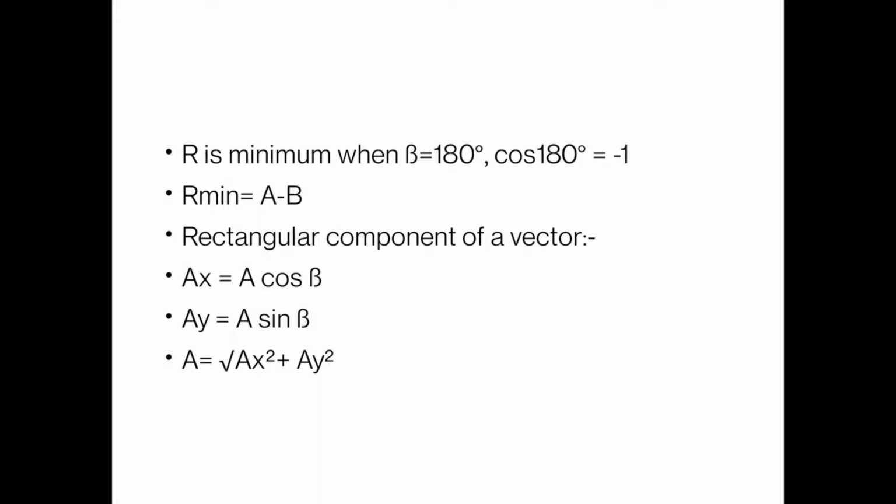Rectangular component of a vector. The component along the x-axis is equal to A cos beta, and the component along the y-axis is A sin beta. The magnitude of the rectangular components: A is equal to the square root of the x component squared plus the y component squared. That means A is equal to the square root of Ax squared plus Ay squared.